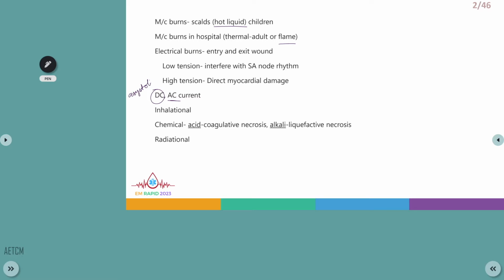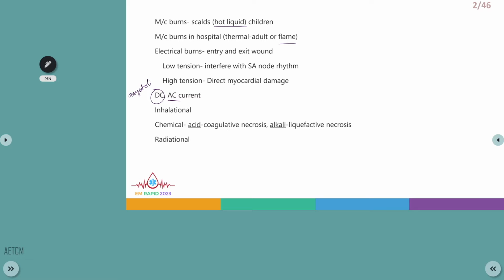Then other types of burns are inhalational burns, or there can be chemical burns. If it is a chemical burn, depending on whether it is an acid or a base, there can be necrosis. If it is an acid, there can be coagulative necrosis, and if it is a base or an alkali, there can be liquefactive necrosis.